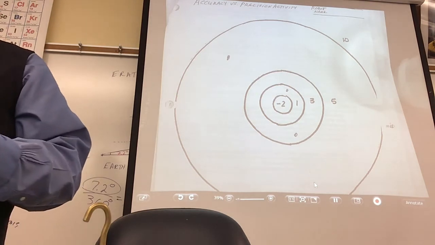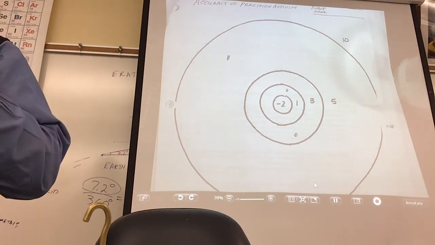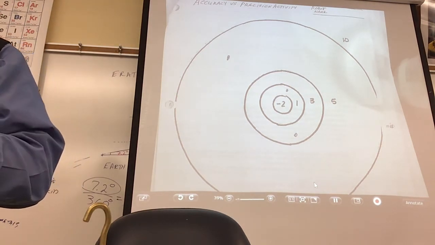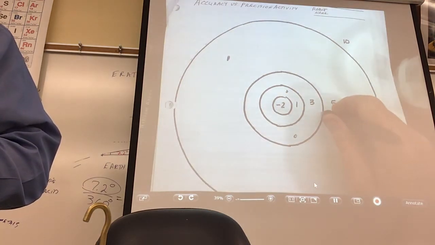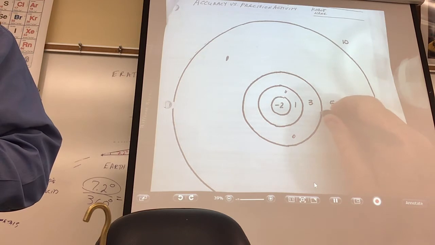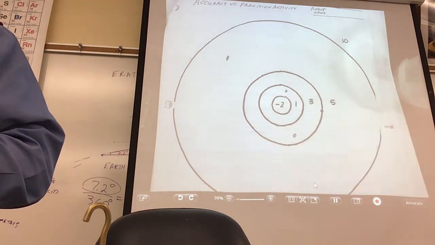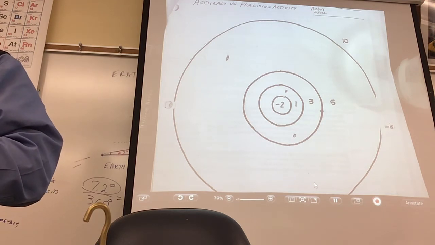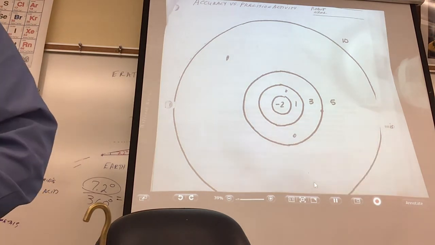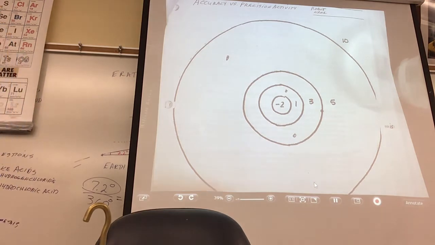Now, as far as confusion, I'm going to say that if any part of the dart, if any part of the dot is in this thing, even if it's like on the line, but any part of it is like there, then I would go ahead and give you the 3. Everybody get that? Okay, all right, there you go. So that's the easy part, and then you add that up, and that's your accuracy score there.